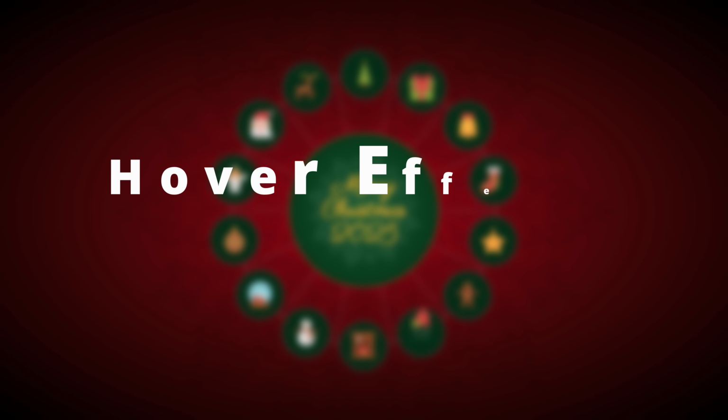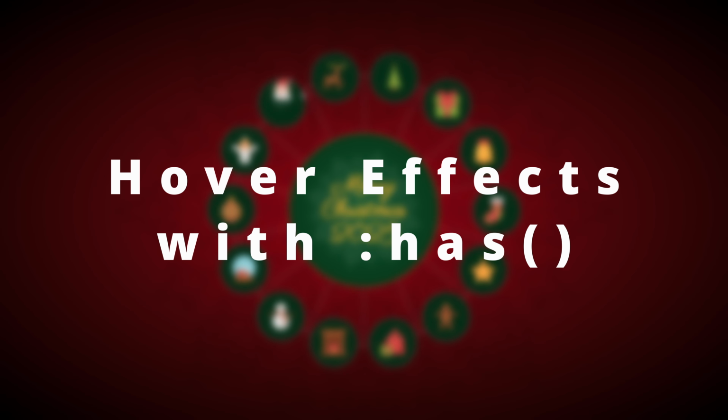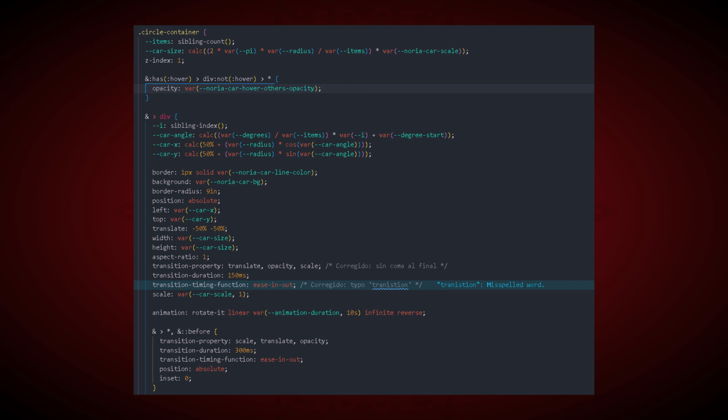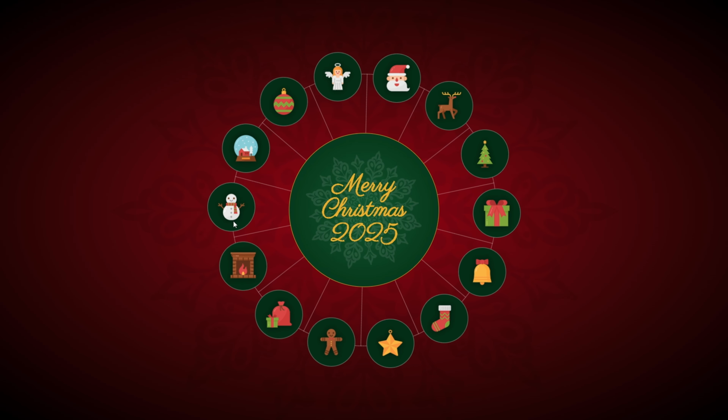Hover effects with :has. This is a focus technique. When you hover over a cart, the :has selector detects the hover and reduces the opacity of all the other carts not hovered. This creates a very clean and professional visual effect.